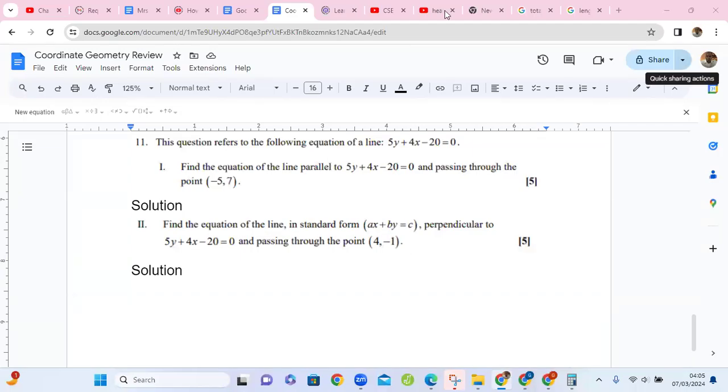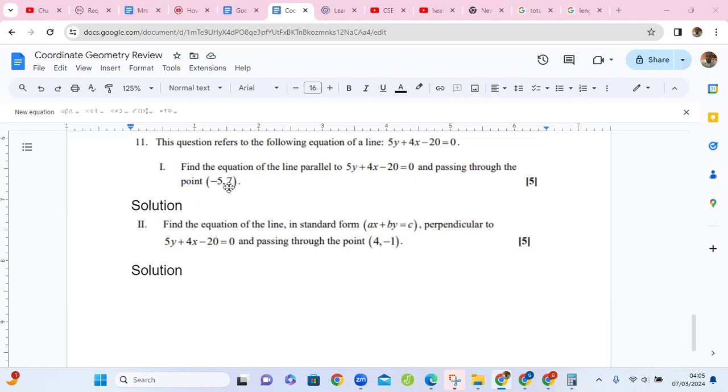This video is with regards to a coordinate geometry question number 11. It says this question refers to the following equation of a line: 5y plus 4x subtract 20 equals 0. Now, the first part says to find the equation of the line parallel to 5y plus 4x minus 20 equals 0, and that parallel line is passing through the point (-5, 7).